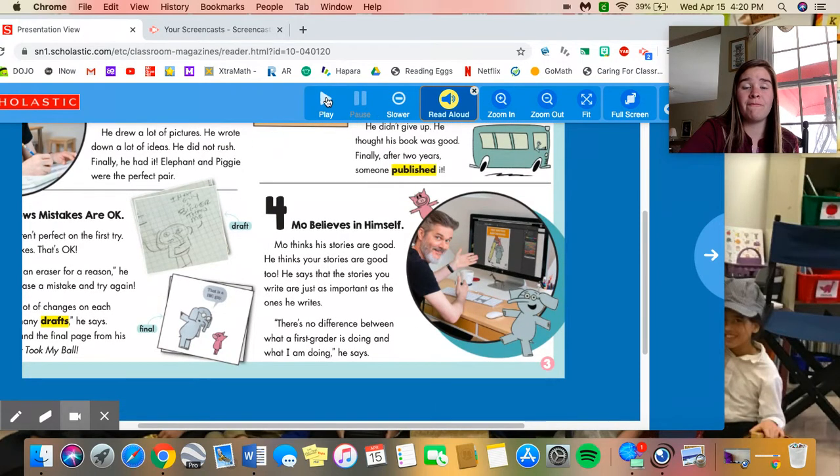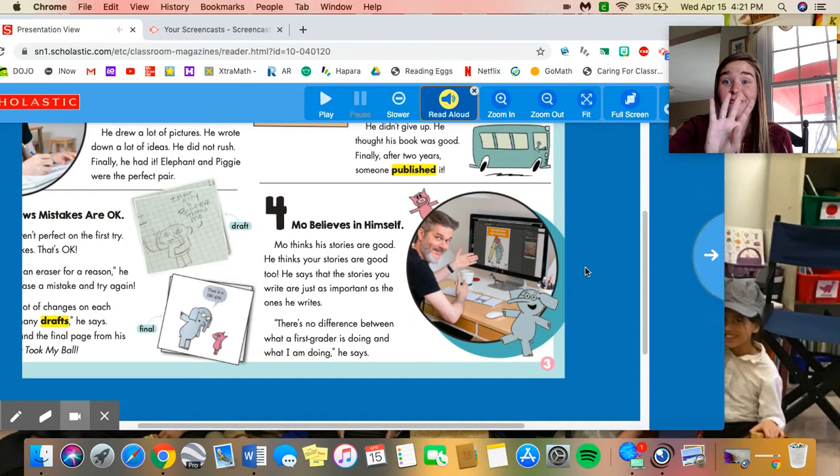Now, let's read about the fourth and last thing about Mo Willems. Mo believes in himself. Mo thinks his stories are good. He thinks your stories are good too. He says that the stories you write are just as important as the ones he writes. There's no difference between what a first grader is doing and what I am doing, he says.